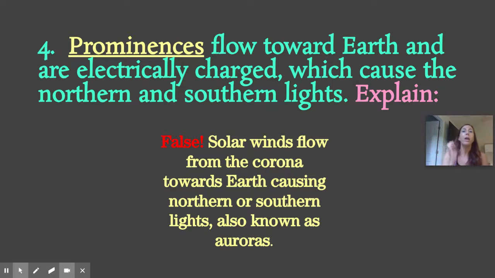And the next one, prominences flow toward Earth and are electrically charged, which cause the northern and southern lights. That one is false. Solar winds flow from the corona towards Earth, and that's what causes the northern lights and the southern lights, and they're also known as auroras.